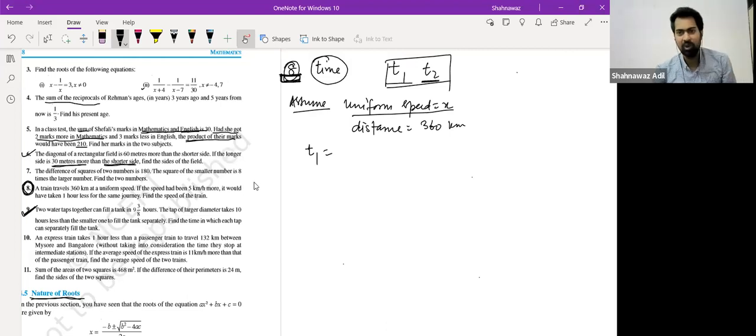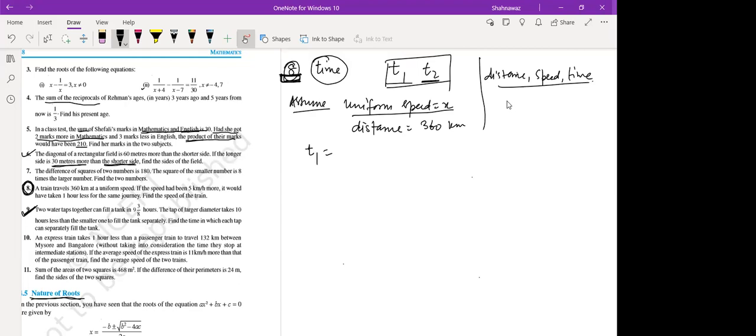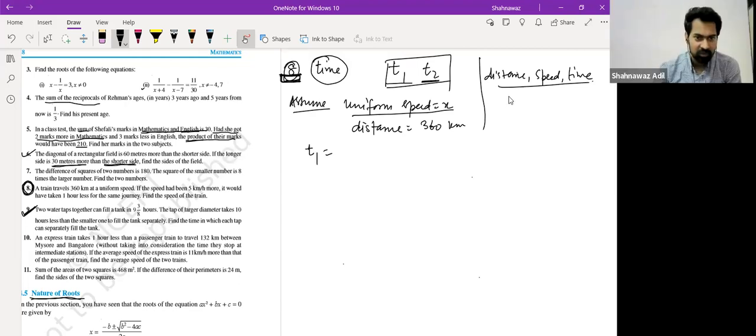What would be the time? What is the distance, time, and speed relation? Yes, Madiha. What is 5 kilometers? So distance is speed into time, right? Or we can say that speed is distance upon time, right?